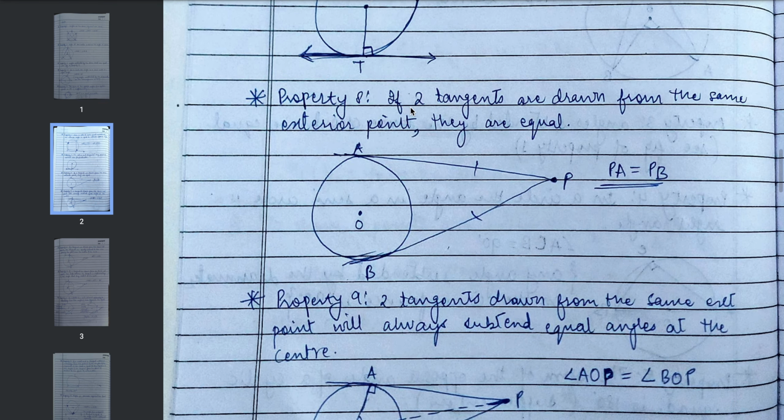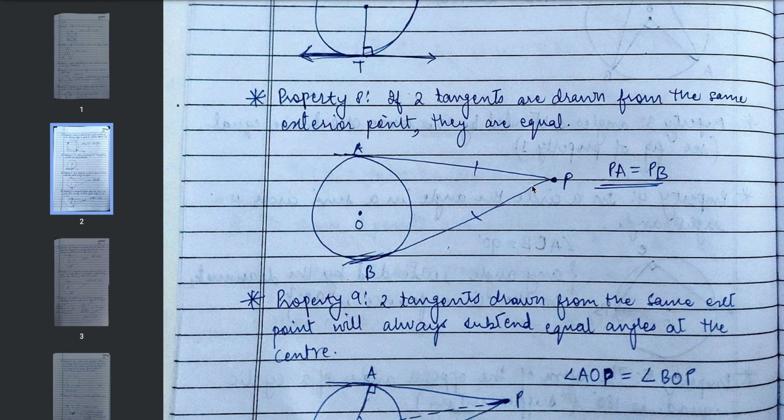Property 8, if two tangents are drawn from the same exterior point, then they are equal. Two tangents are drawn from the same exterior point, meaning I have a point P over here which is quite far from the circle, but from point P I have two tangents coming, and they are touching the circle at point A and B respectively. So PA and PB, they will be equal.